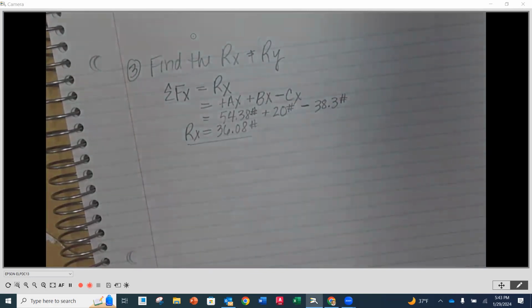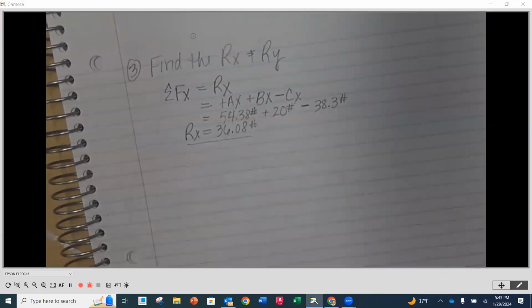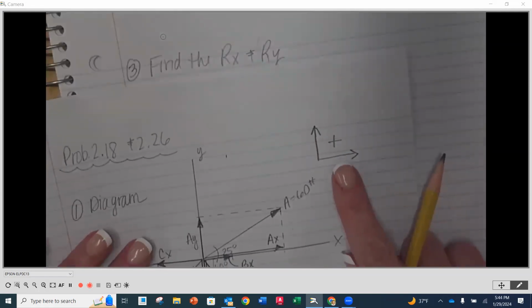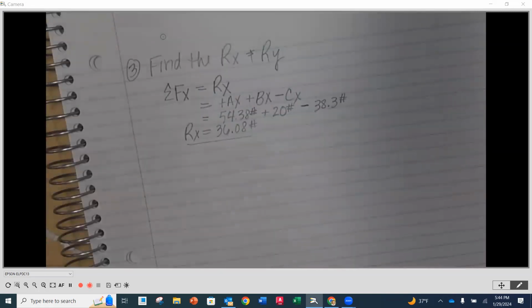All right, this is not a final answer, so no box yet, but remember the magnitude is 36.08. The direction is the positive value. If I would have gotten a negative here, it would just mean I'm pointing in the opposite direction. But I've got a positive, so I'm going to the right because I know that because of this convention. Okay, so you have to have this at the beginning of your problems. All right, any questions so far? For those who did it in good shape here, awesome.